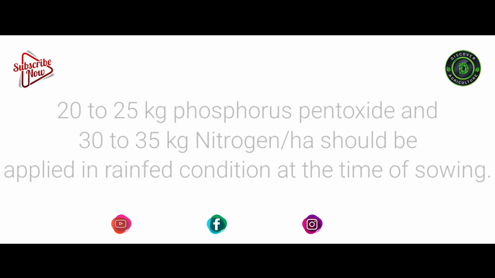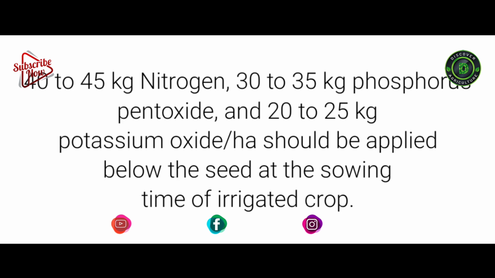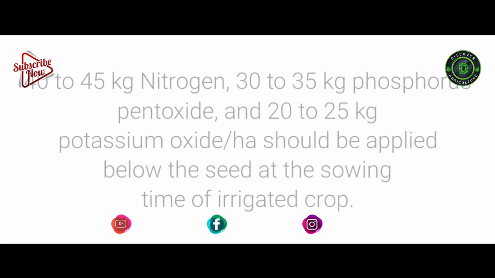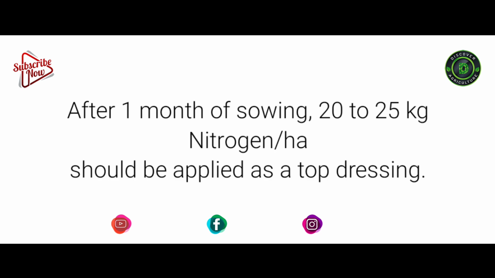40 to 45 kg nitrogen, 30 to 35 kg phosphorus pentoxide, and 20 to 25 kg potassium oxide per hectare should be applied below the seed at the sowing time of irrigated crop. After 1 month of sowing, 20 to 25 kg nitrogen per hectare should be applied as a top dressing.